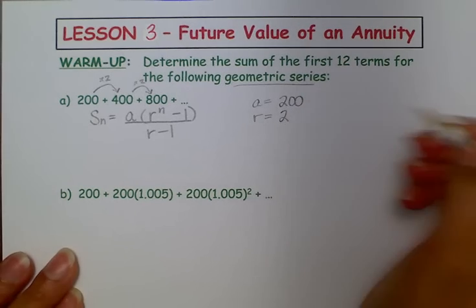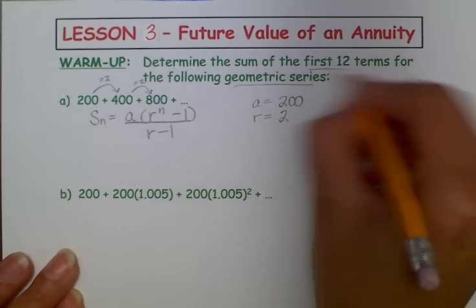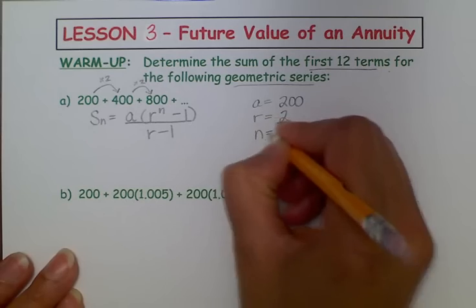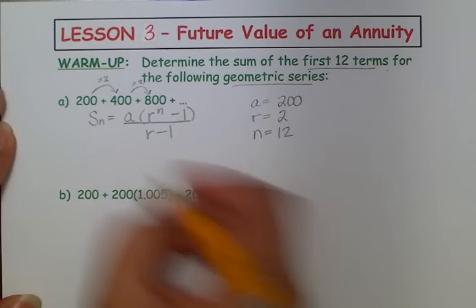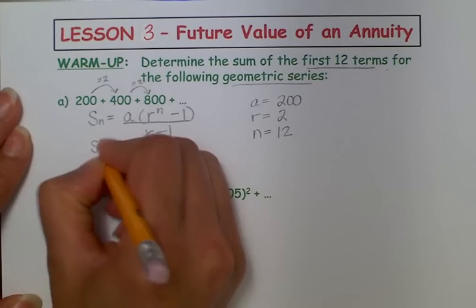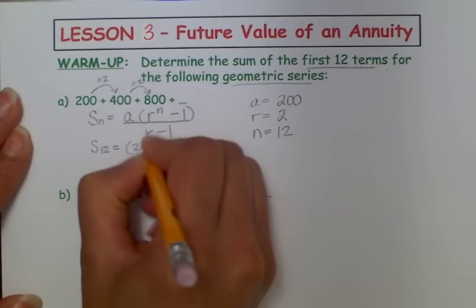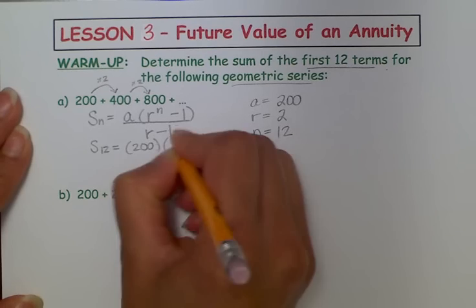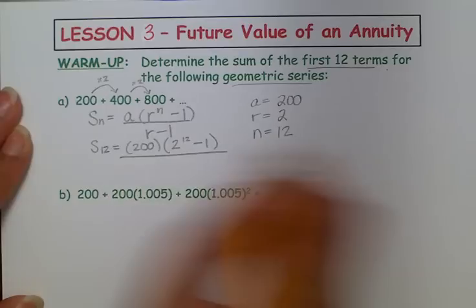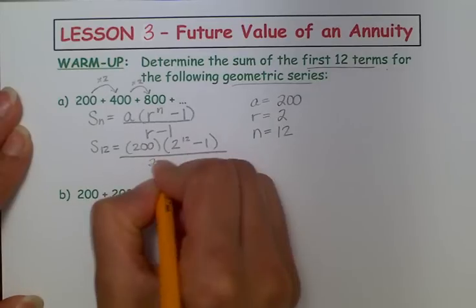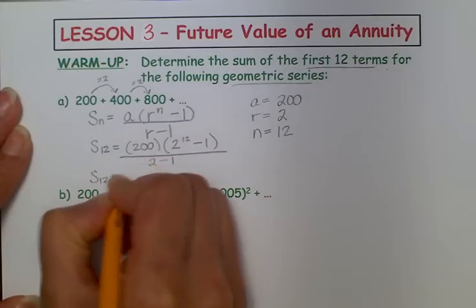And now we're also looking at 12 terms, since it's telling us to find the sum of the first 12 terms. So I also know that n is equal to 12. So if I plug in all the information I know, I have S of 12 equals 200 times 2 to the exponent 12 minus 1, divided by 2 minus 1. And I can do all of this in one step on my calculator.